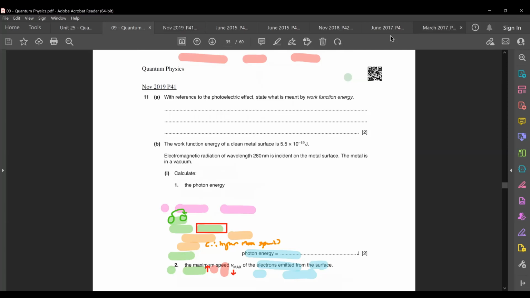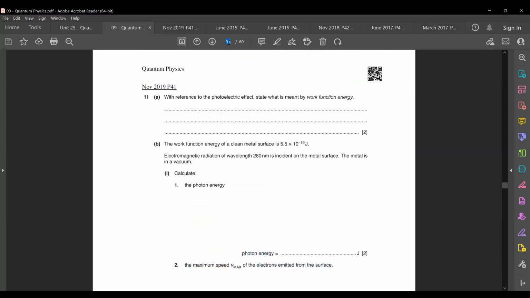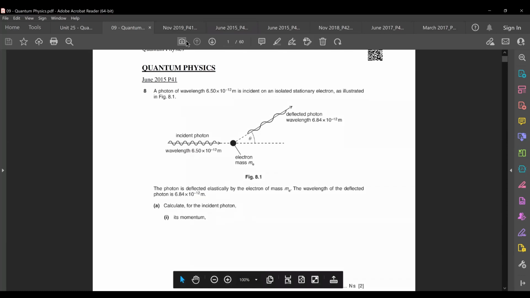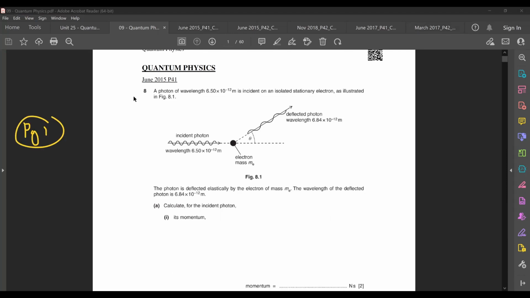Okay, next question you can have a look at is page 1. Let me just write it out for you first. You just have a look at page 1. This is June 15, P41.